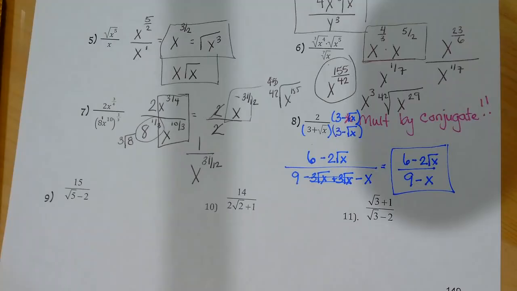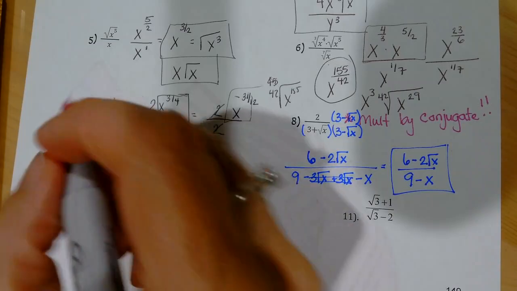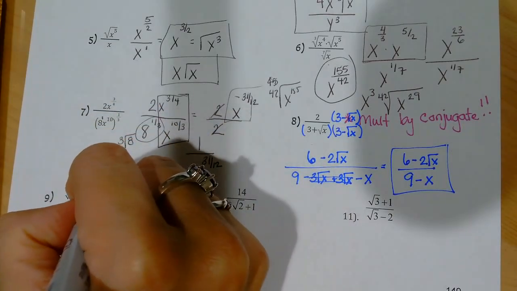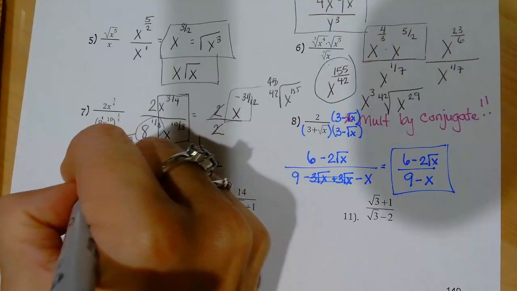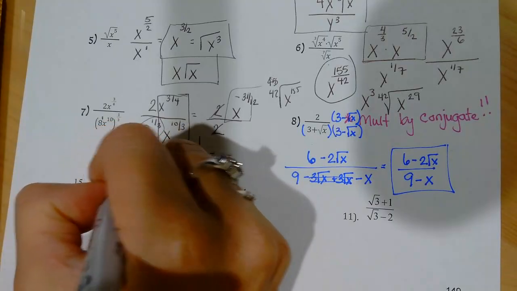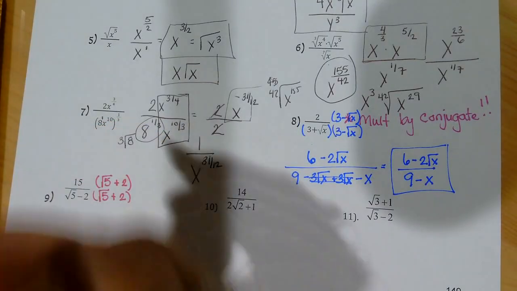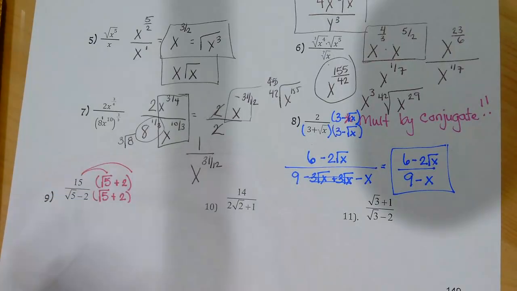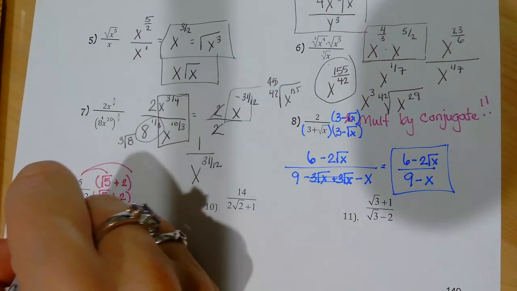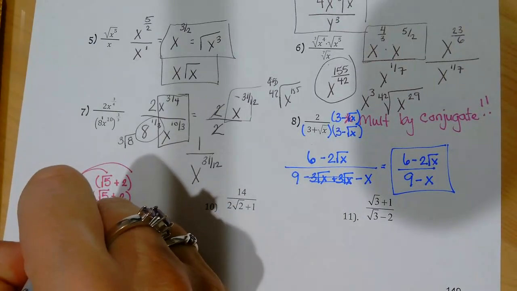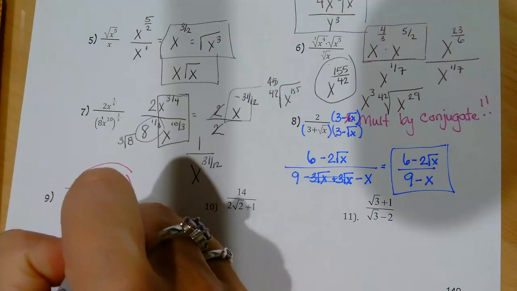All right, let's try another friendly one like that. So I have 15 over root 5 minus 2. Can't have radicals on the bottom, it's more than one term, so we're going to multiply by the conjugate. Root 5 plus 2. All right, so again, it just looks like the distributive property on top. So that's 15 root 5 plus 30.